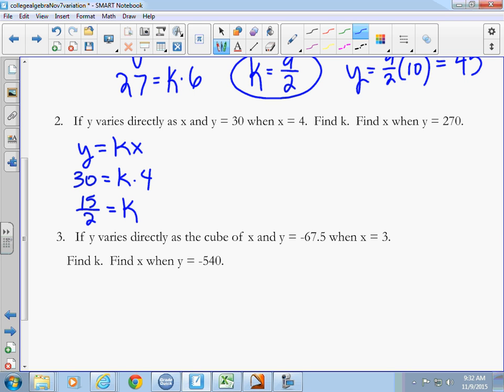Okay. Again, if you write that as 7.5, will that get you the credit? Absolutely. I don't care whether you use fractions or decimals. Either way is wonderful.